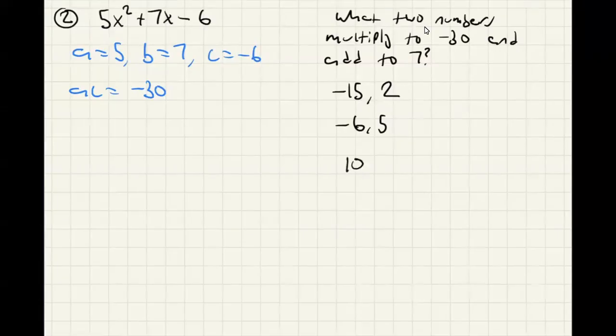We've got 10 and negative 3. That should do the job. 10 times negative 3 is negative 30, and 10 plus negative 3 is 7. So it's 10 and negative 3.